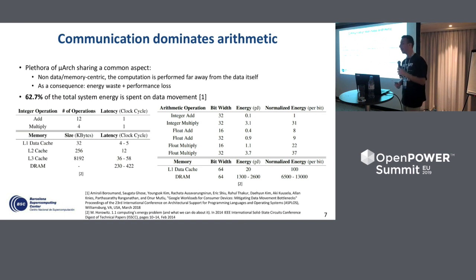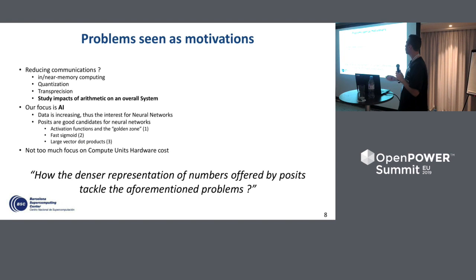So, a quick reminder, I want to show here that communication dominates arithmetic in all the microarchitectures, or many of them. In the left array, we can see that memory operations are orders of magnitude slower in terms of latency than arithmetic operations, and the same for power consumption. This implies 63% of the energy spent on the system is due to communication. But we don't stop at that problem, so how can we solve it?